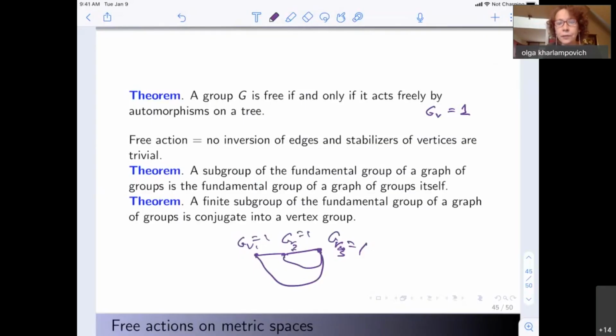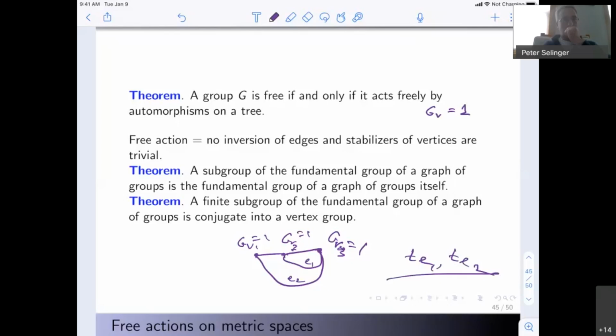And so what are we left with? We're left with these letters TE for non-tree edges, right? So TE1 and TE2. And no relations for them because the letter conjugates a trivial element into a trivial element. So basically we got a free group generated by these two letters. So if the group acts freely on a tree, then it is a free group, and the generators of this free group are actually these stable letters T, which correspond to non-tree edges of the factor graph.